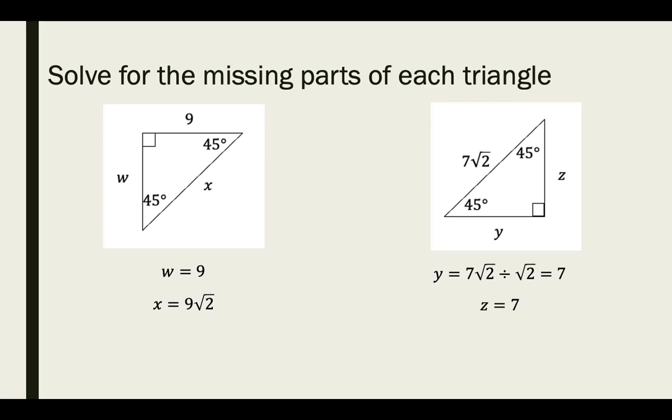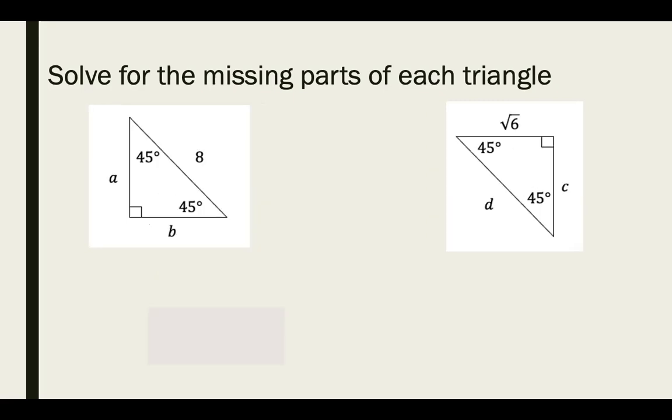These next ones are going to be a little bit more difficult because our expressions for our legs and our hypotenuse are not always going to be so nice. So for example, on this one with a and b, our hypotenuse is 8. So to find our legs, we need to divide by the square root of 2. But as we talked about in our video about multiplying and dividing radicals, we can't just write our answer as 8 over the square root of 2 because that's not considered simplified. So what we need to do is rationalize that denominator. Multiply the top and the bottom by root 2 over 2.